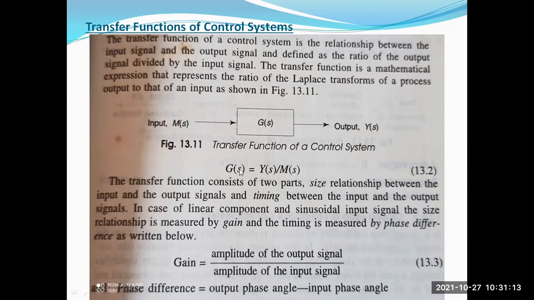I am repeating one thing again. Transfer function, that is G(s) equal to output variable by input variable, that means G(s) equal to Y(s) by M(s) in this example. Another one, what is the gain of the transfer function? The gain is the transfer gain, the ratio between the amplitude of the output signal and the amplitude of the input signals. And what is the phase difference? The phase difference is the difference between the output phase angle and the input phase angle. So this is the phase difference.